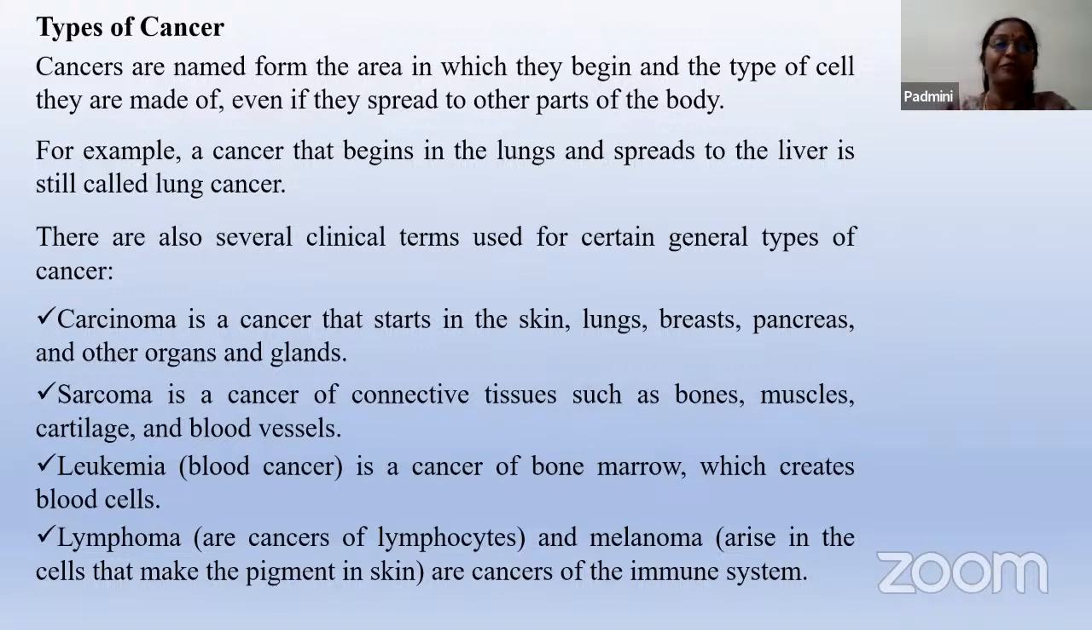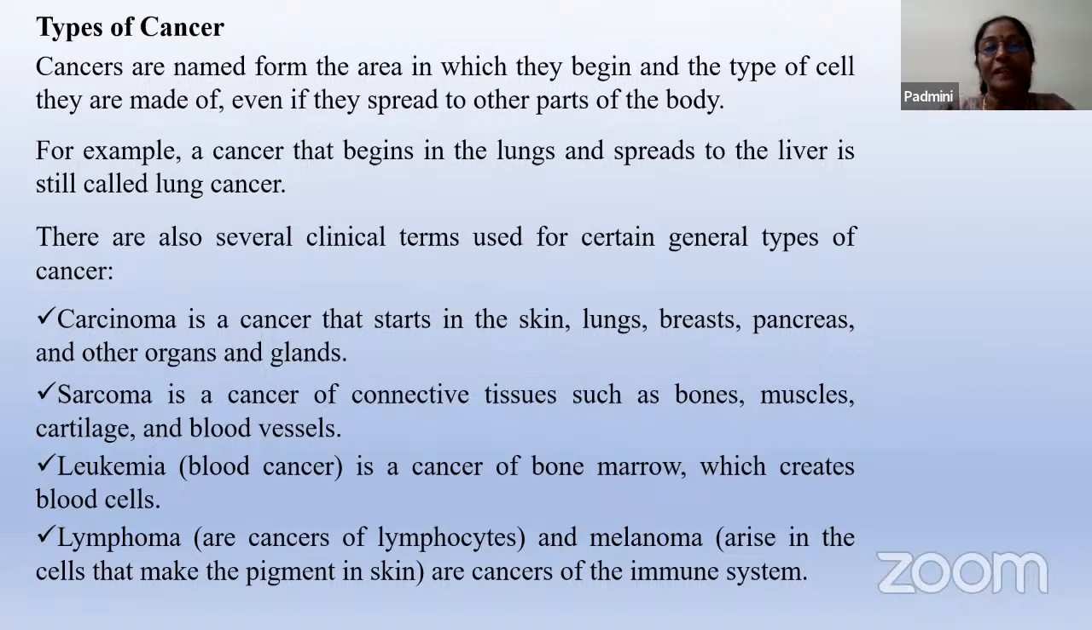Coming to types of cancer, cancers are named from the area in which they begin. That's what I told you all. They spread to other parts of the body, but the name is given to that cancer where it was first identified, from where it originated. For example, if you find them in the breast, you call them breast cancer. If you find them in the lungs, you call them lung cancer. And if you find it in the liver, it's called liver cancer.